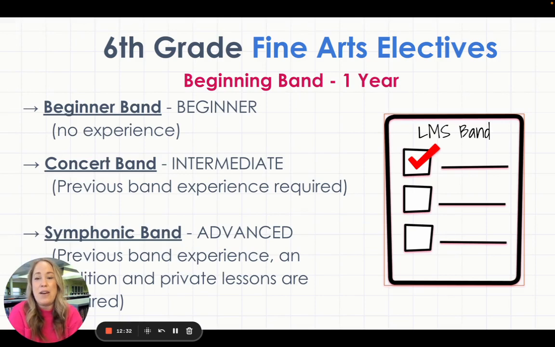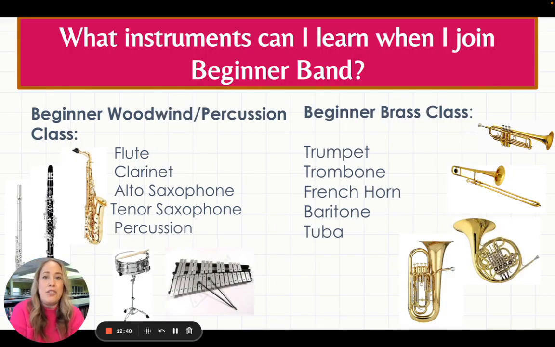Band. So you have 3 different levels of band: beginner, concert, and symphonic. So our 6th graders go into beginner band. If you're interested in beginner band, there's 2 different options. There's a beginner woodwind percussion class or beginner brass class. And so depending on the instrument that is selected, depends on which band class you go into for beginner band.